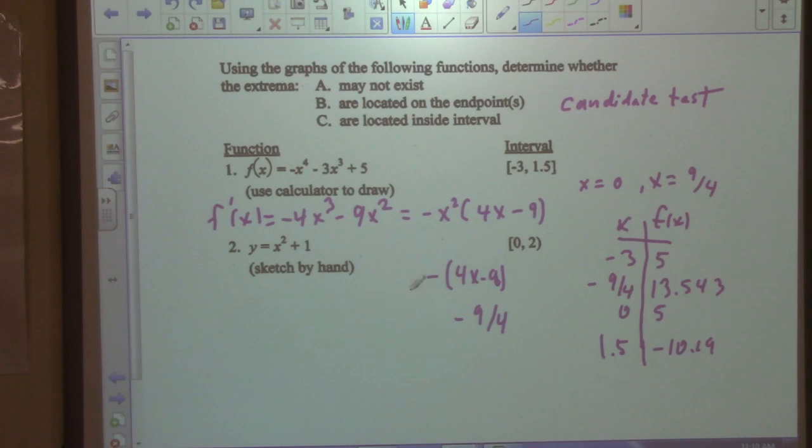So what are the maximums and minimums? Maximum of what? Minimum of what? Oh, it has a maximum. Is it that 13.543? Yeah. So 13.543, and you say where x is equal to negative 9/4, and a minimum of negative 10.19, where x equals 1.5.